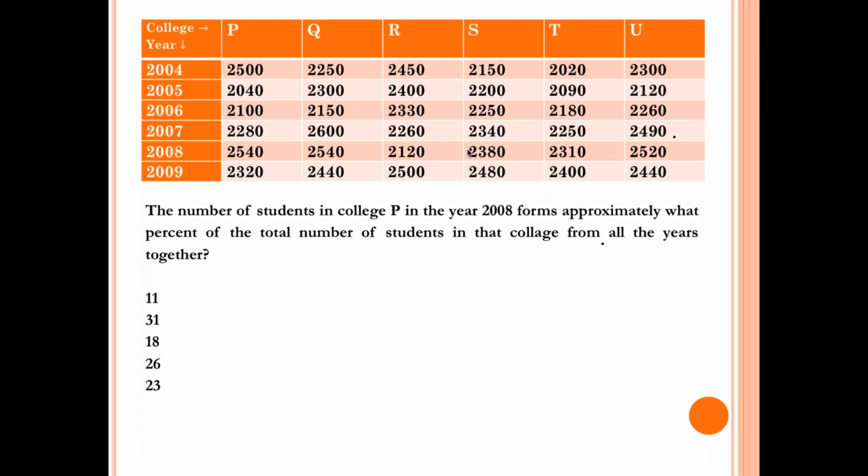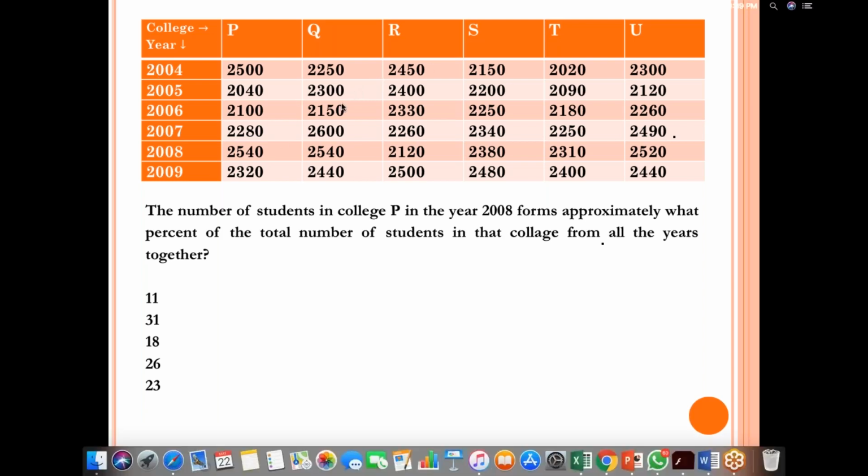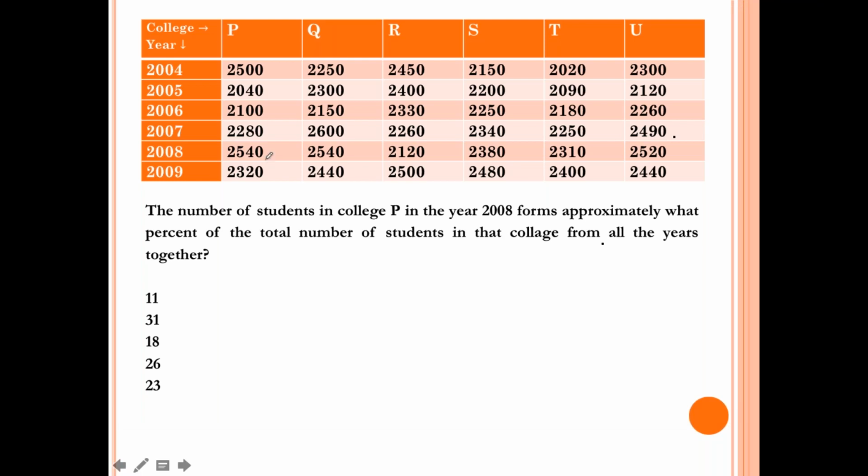It's Vijay and Suresh. It cannot be 11 and 23. Let us see. My question was: the number of students in college P in 2008 forms what percentage of the total number of students in that college from all years together? P in 2008 is this value. Now this value is what percentage of the total values, all the years together? So all the years from P. This is what we need to calculate, right?